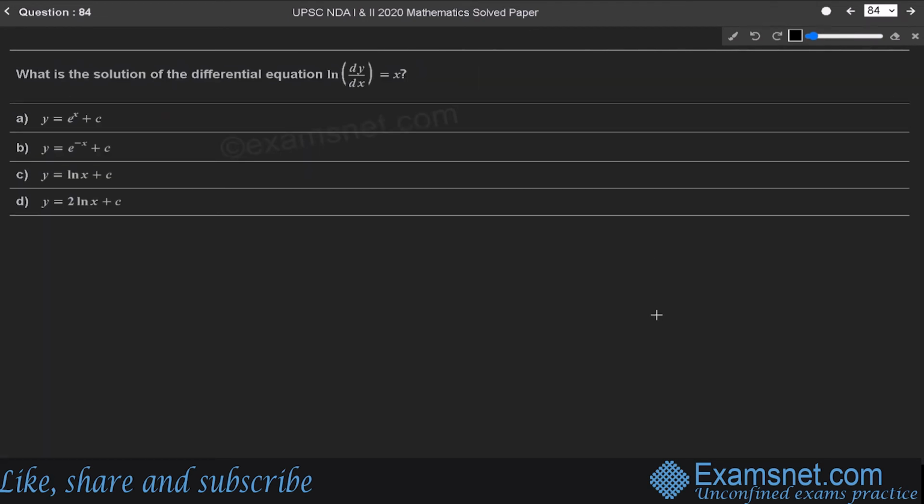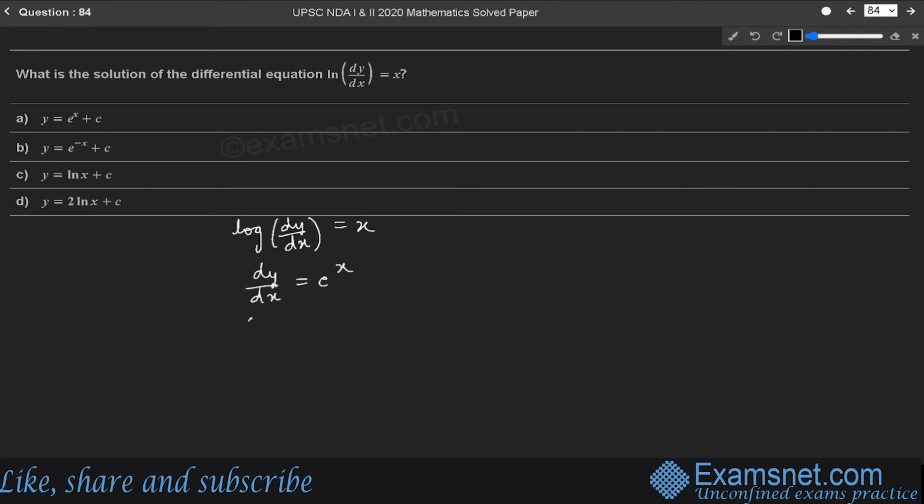Next question is, what is the solution for the given differential equation log dy by dx is equal to x? Again, it is a question from differential equations and we have to find the solution for this differential equation. So the given differential equation is log dy by dx is equal to x. It can also be written as dy by dx is equal to e to the power x, when log goes to the right hand side.